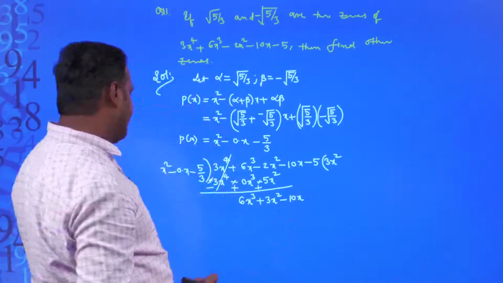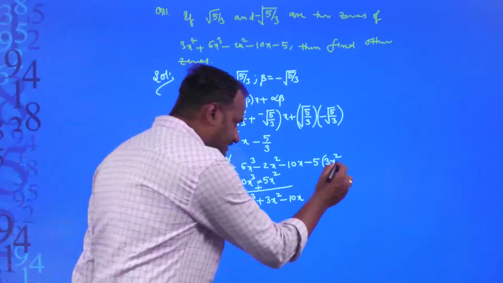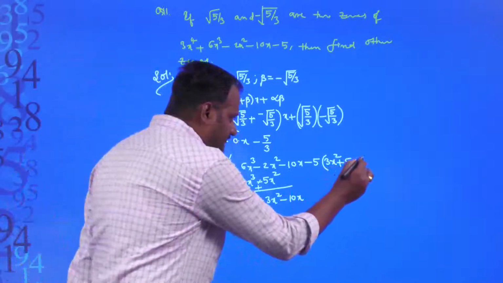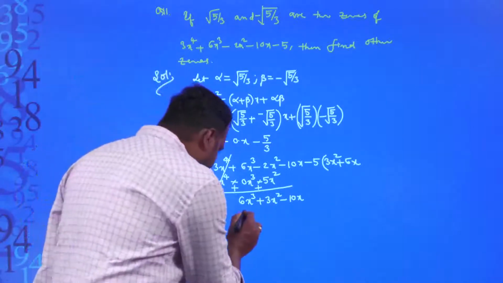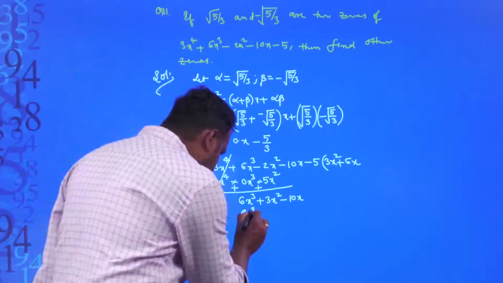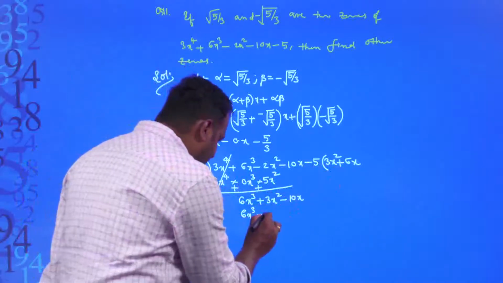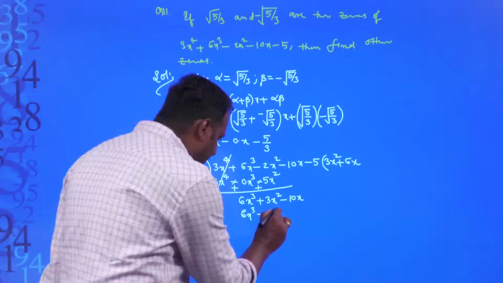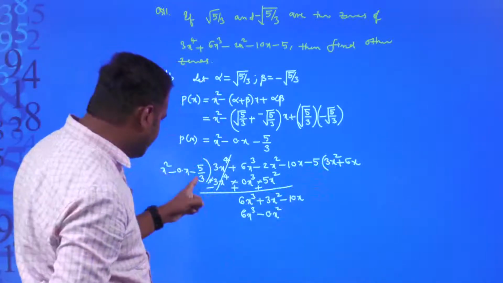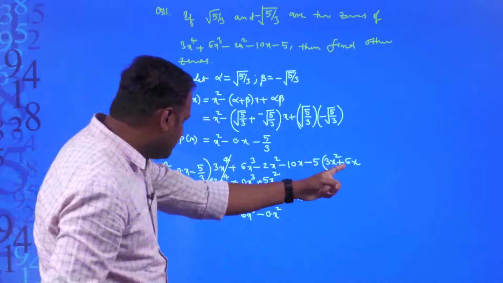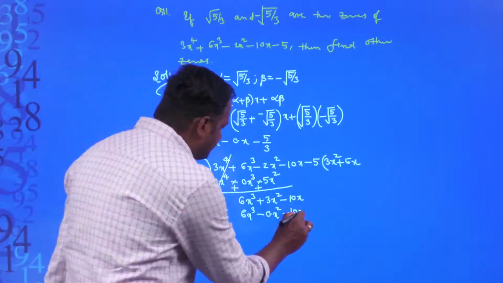Clear? Right. Now x square into how much is equal to 6x cube? Obviously it is plus 6x. So 6x into x square is equal to 6x cube. Again, minus 0x into 6x is equal to minus 0x square, and then minus 5 by 3 into plus 6. See here, 3 ones and 3 twos are 6. 2 into 5 is equal to minus 10x.